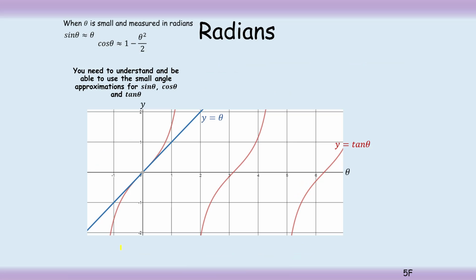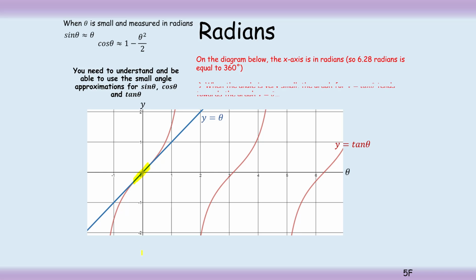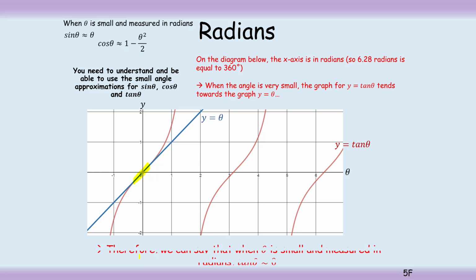And as you can imagine, we're going to look at the tan curve. So we've got our tan curves here in red. That's y equals tan theta. And we've got a straight line graph, y equals theta. Again, for very small angles, very close to 0 there, what we can say is that when theta is small, measured in radians, tan theta approximates to the straight line, theta. So that's our third approximation.